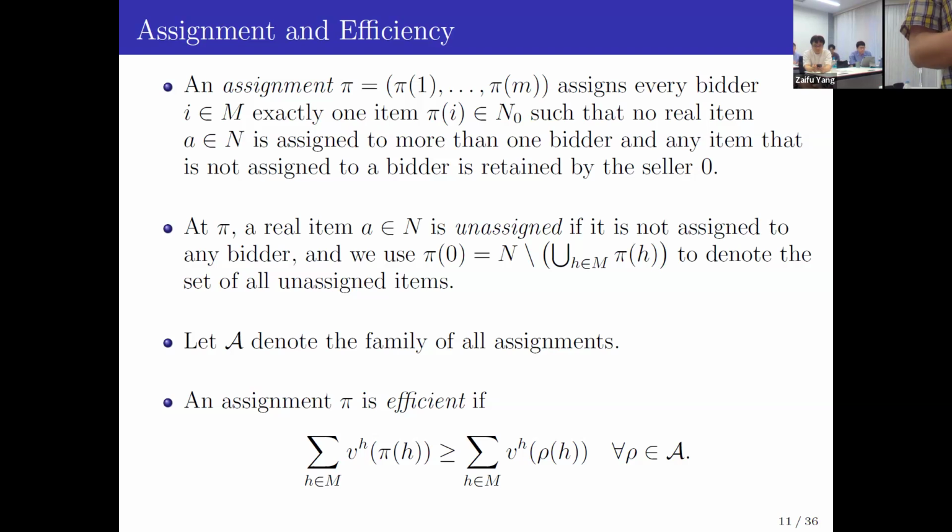Okay, then we use this calligraphic A to denote the family of all assignments. Then we will have this efficient assignment, which achieves the highest market value.